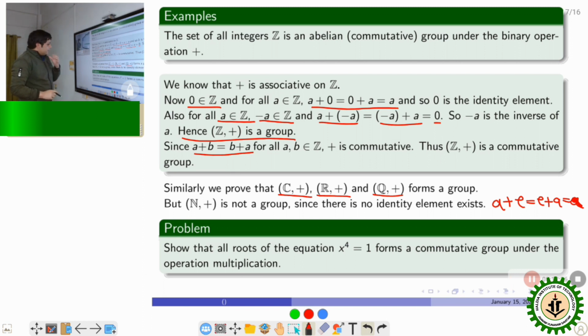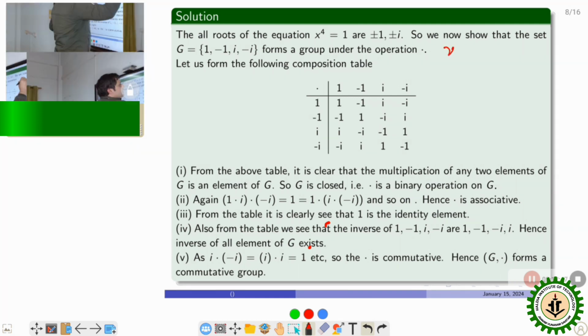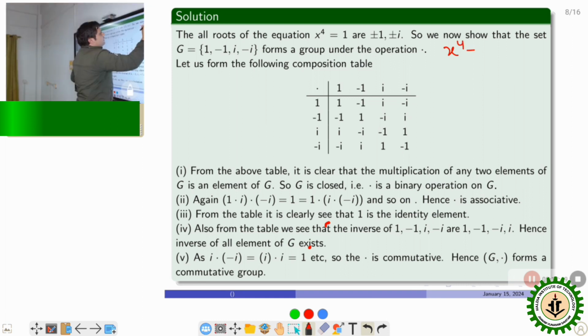Now we are taking a finite group example. Problem: show that all roots of the equation x to the power 4 equals 1 form a commutative group under the operation multiplication. First we take all roots of the equation x to the power 4 equals 1, so the equation is x to the power 4 minus 1 equals 0. And therefore the roots come from x square plus 1.